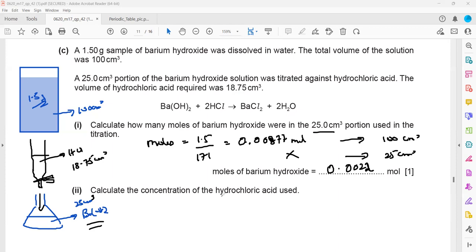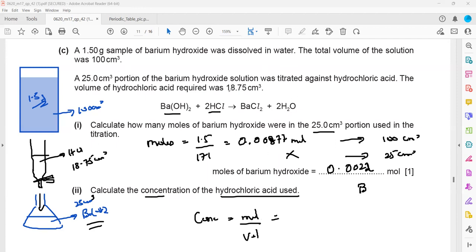Then the next one is: calculate the concentration of the hydrochloric acid used. So concentration is moles over volume. The volume is 18.75 and the moles are double that of barium hydroxide. We need the concentration of the hydrochloric acid, which is moles over volume. But we don't have any moles of hydrochloric acid, as you can see. We have moles of barium hydroxide. So first we have to use a ratio between barium hydroxide and hydrochloric acid to get them. We have the volume.